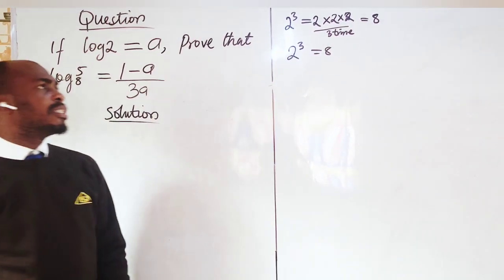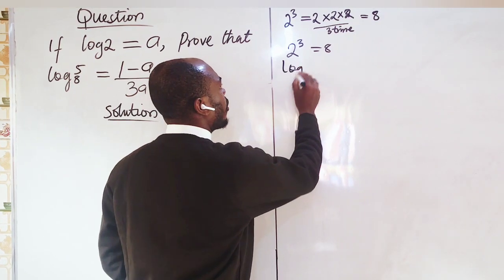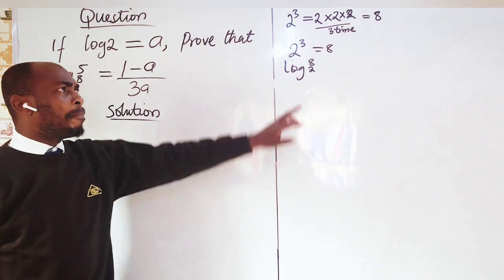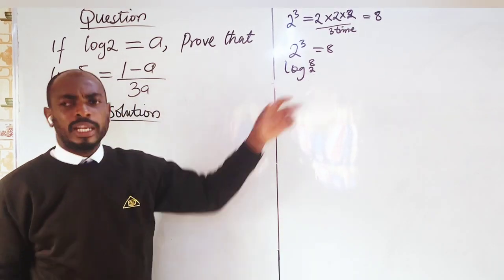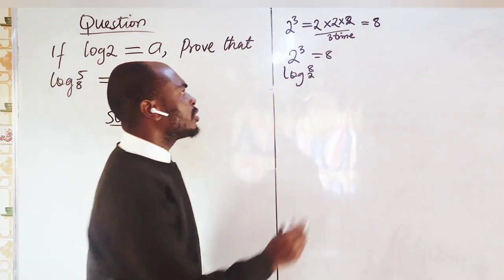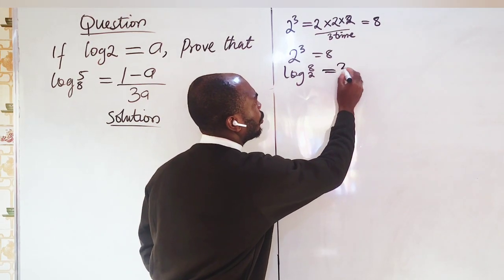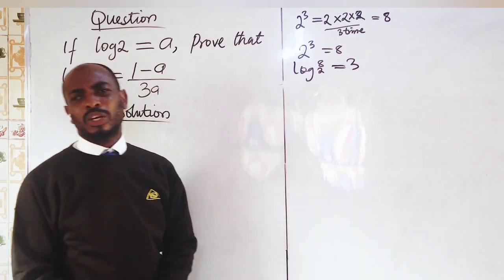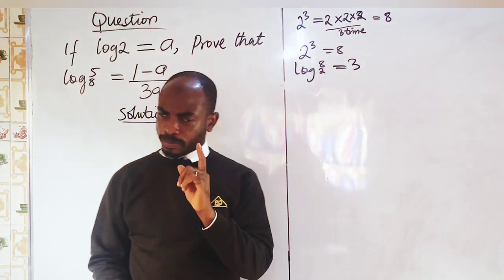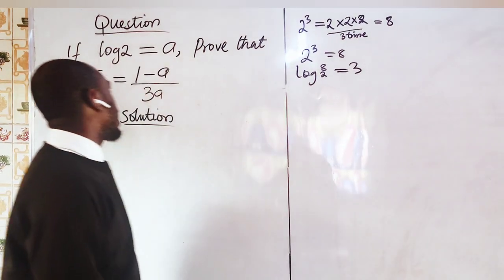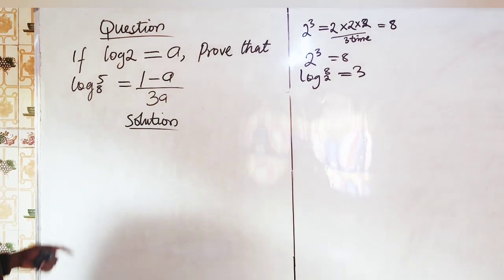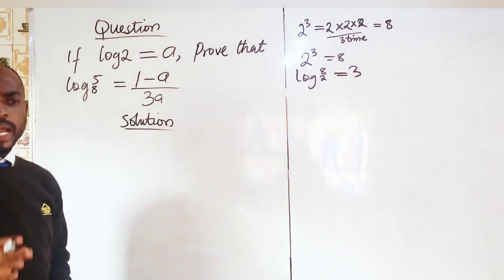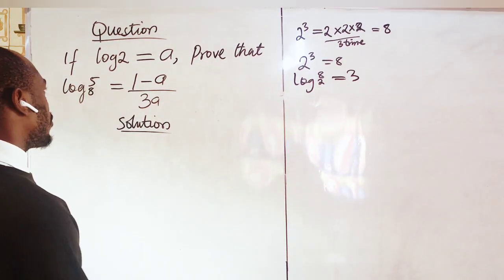What does the log mean? Logarithm of 8 to base 2 is simply telling us what power 2 can be raised to so that the answer will give us 8. So the power is 3. 2 can only be raised to the power of 3 to give you 8. So this is just the concept of logarithm. Logarithm means power. So at this point, let us see how to solve this question. If we can get to this, that means we are done with what we are required to do.